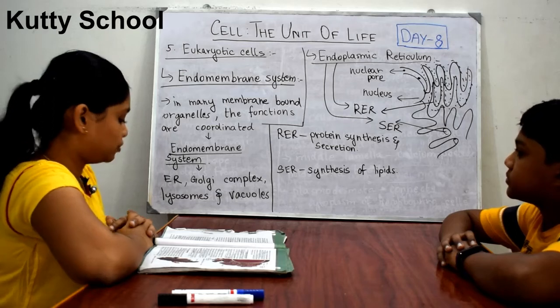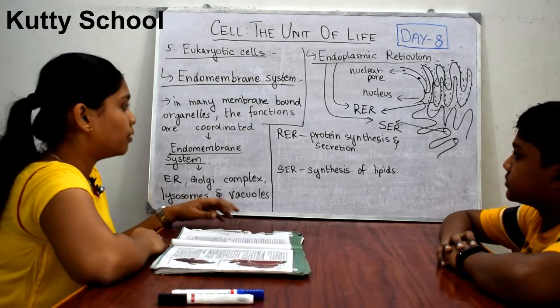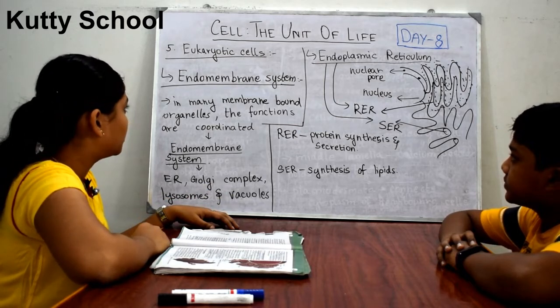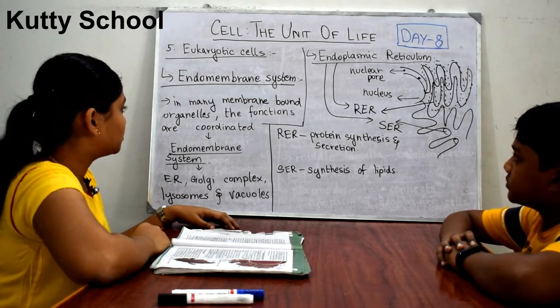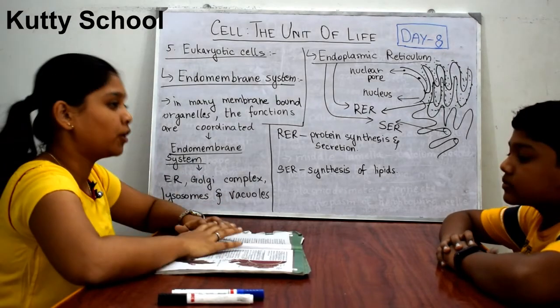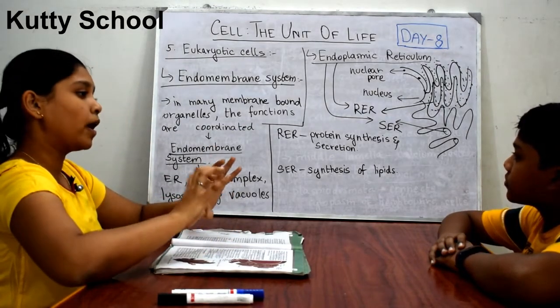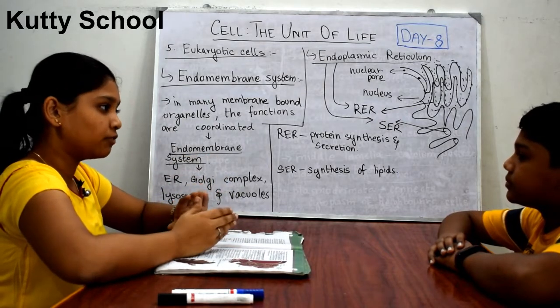So now we are going to see about the endomembrane system. Generally, what is the endomembrane system? Here, the endomembrane system is nothing but some of the membrane-bound organelles that are coordinated to perform certain functions.